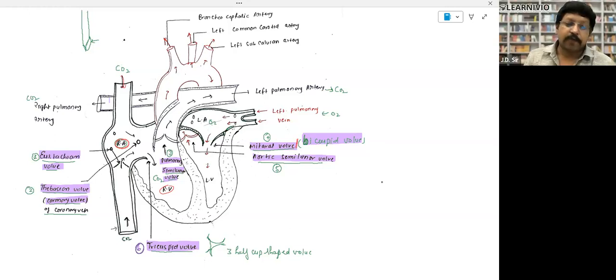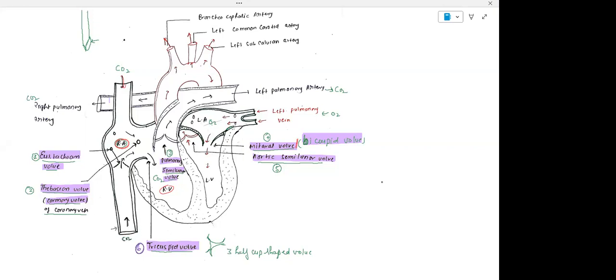Like a football, you can fill the air, but air cannot come out. It can go inside but cannot come out because of the one-way valve. The same valve is over here. The name of this valve is the eustachian valve. The eustachian valve prevents backflow of blood from the right atrium to the inferior vena cava. It does not allow blood to flow back into the inferior vena cava. Clear, Rabia? Yes, sir. Thank you. Welcome.